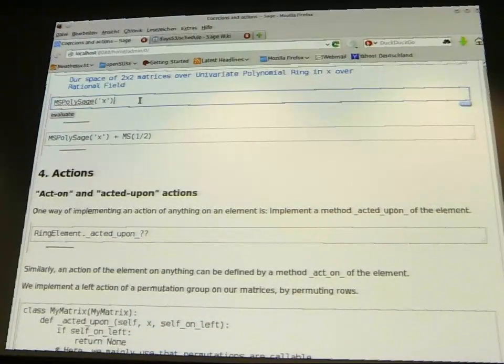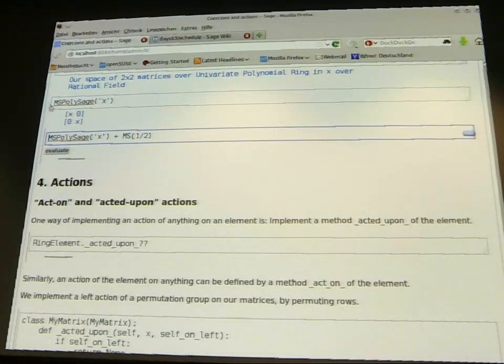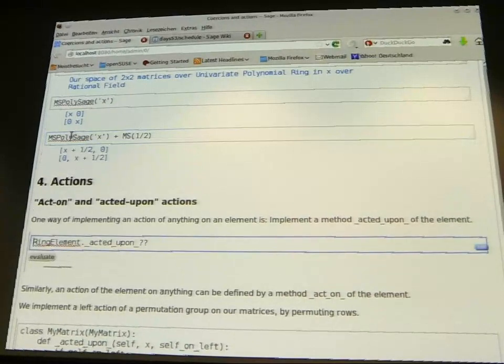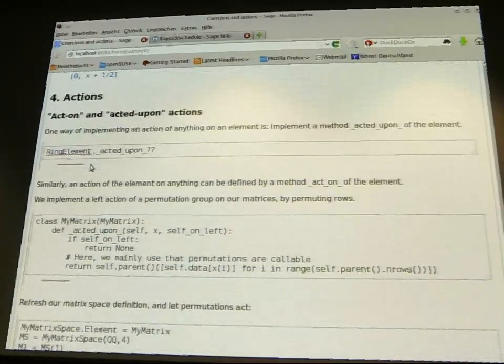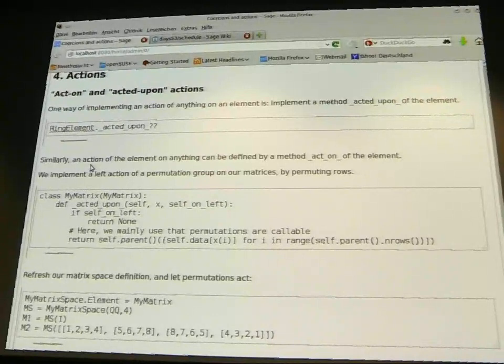And yeah, we can create a matrix in this matrix space implemented in the Sage way, and we can add it to a matrix implemented in our way, and we see it works. Our original matrices were defined over the rationals, Sage's defined over some polynomial ring, and the result is defined over some polynomial ring with rational coefficients. Okay, so this is the pushout. I think this was the technically most difficult part, I would say.